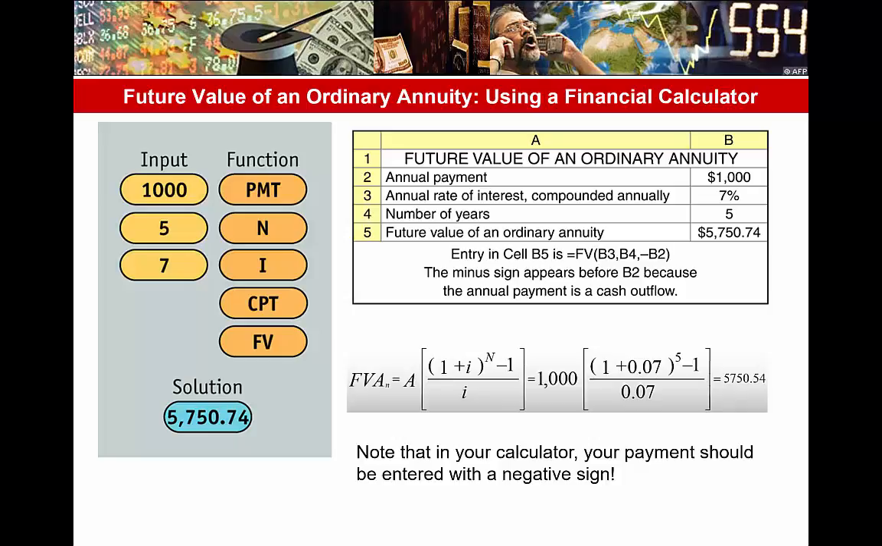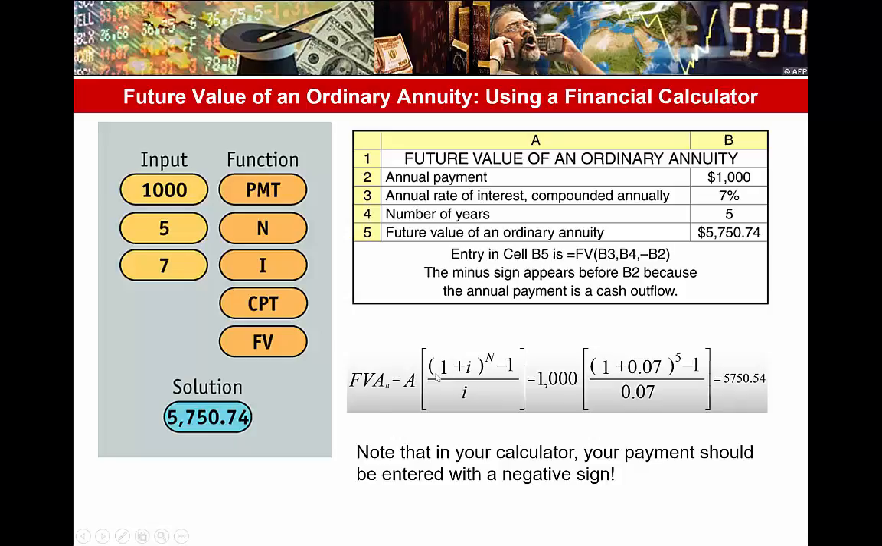And once we enter, the future value is produced in cell B5. So essentially in cell B5, you're going to write this formula, and it is going to produce $5,750.